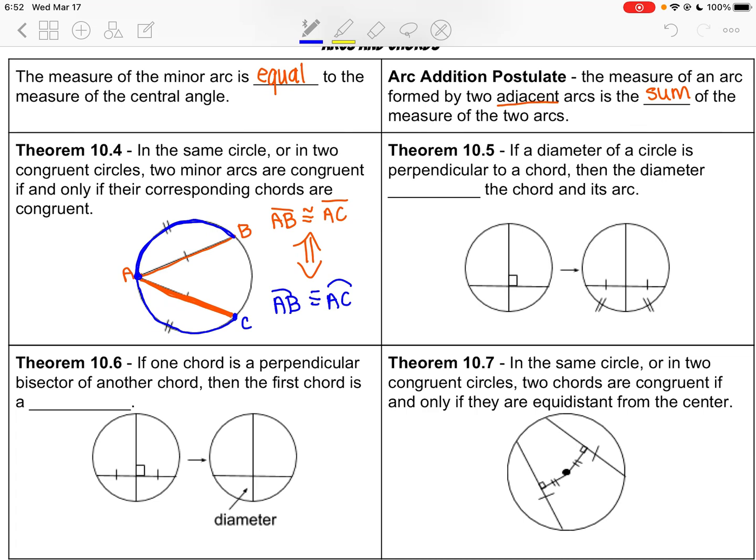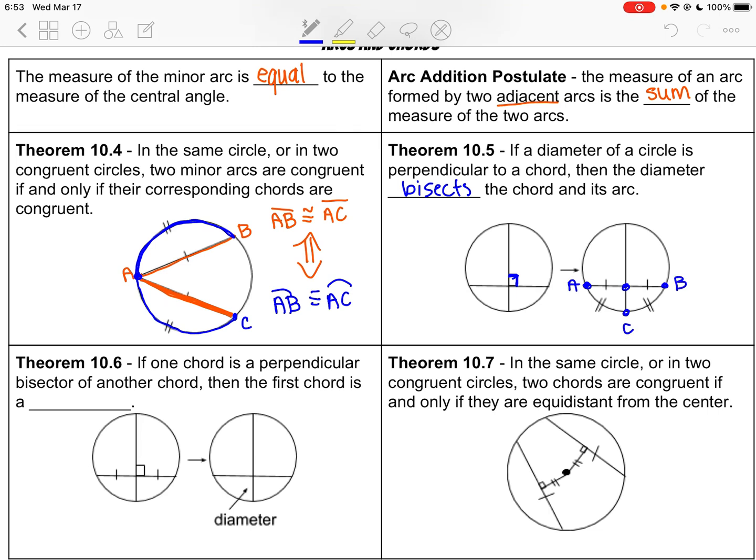All right, our next theorem says if a diameter of a circle is perpendicular to a chord, then the diameter bisects the chord and its arc. So if it's perpendicular, then it's going to bisect the chord, which let's put some symbols, some notation on it again.